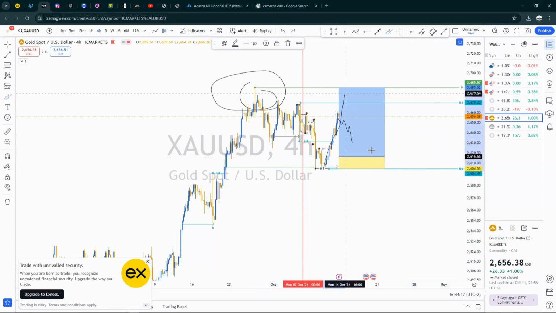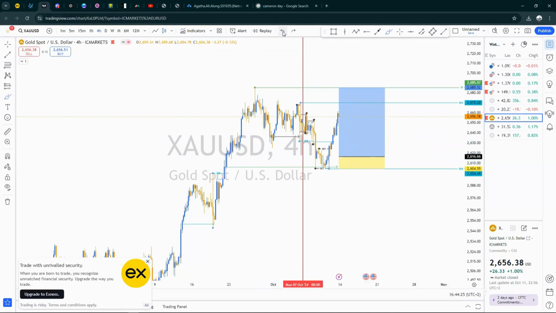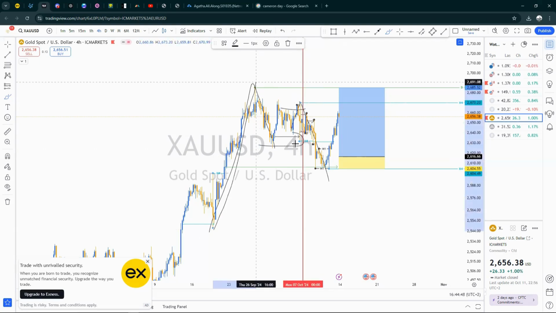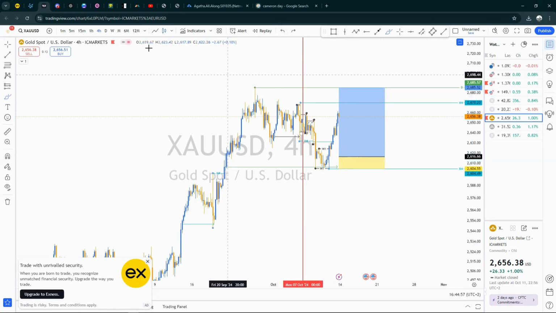But if it does this, I'll keep my entry. Even if it does this, I'll even keep my entry. So H4, you see H4 was from here to here. Then I think we got an entry somewhere here. Yeah. Then it went up to take liquidity somewhere here. Then it broke down. So here it was bullish. Right now, I'm looking for a sell because it's bearish. You understand? I'm looking for a sell because it's bearish. So let's see what's going to happen.